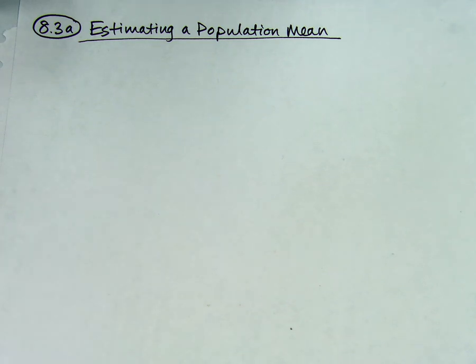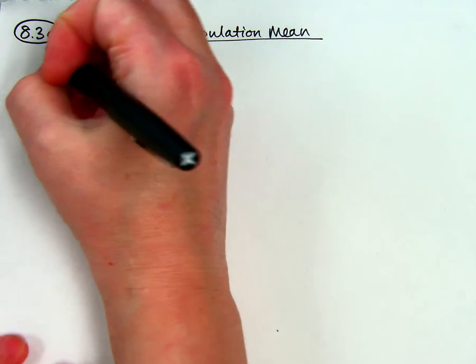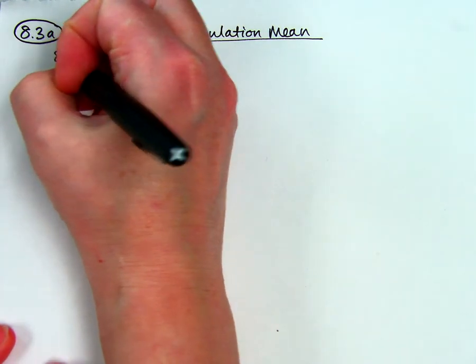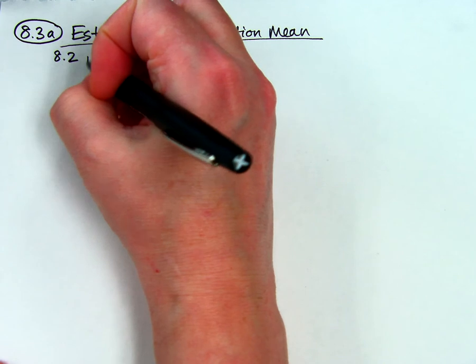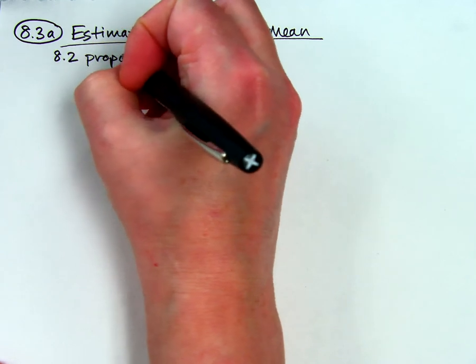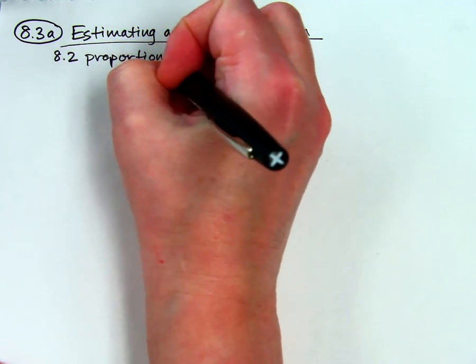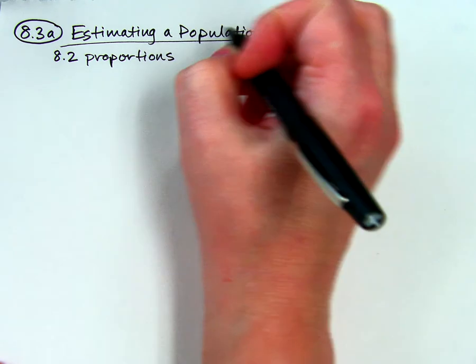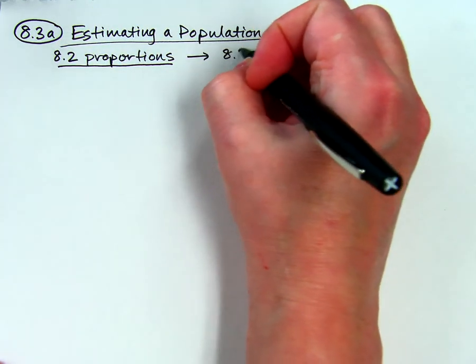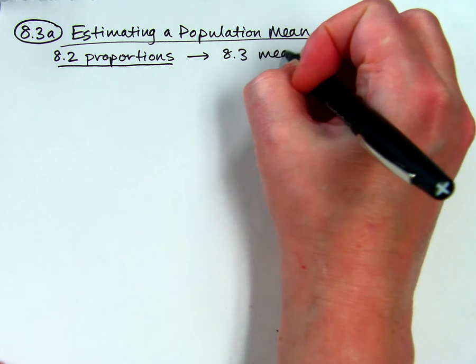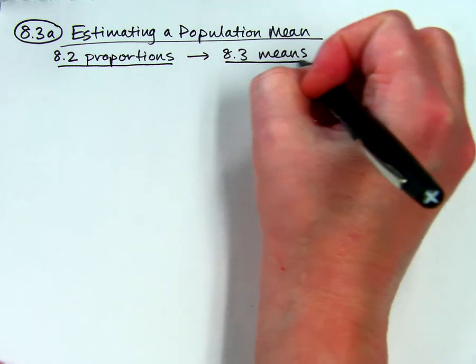We are going to shift gears today. And first I want to talk about the difference between 8.2 versus 8.3. So in 8.2 we were working with proportions, which is one of those two really common estimators that we talked about. And then in lesson 8.3, we are shifting to doing means instead of proportions. And so that's kind of a big shift.